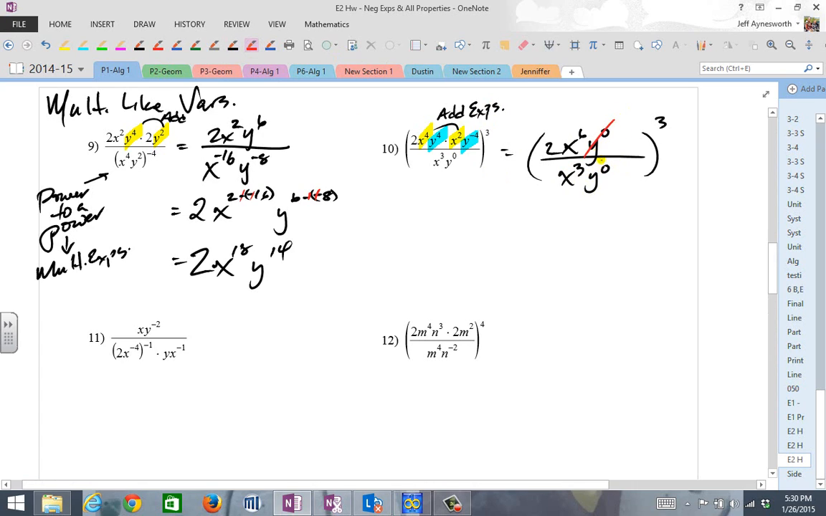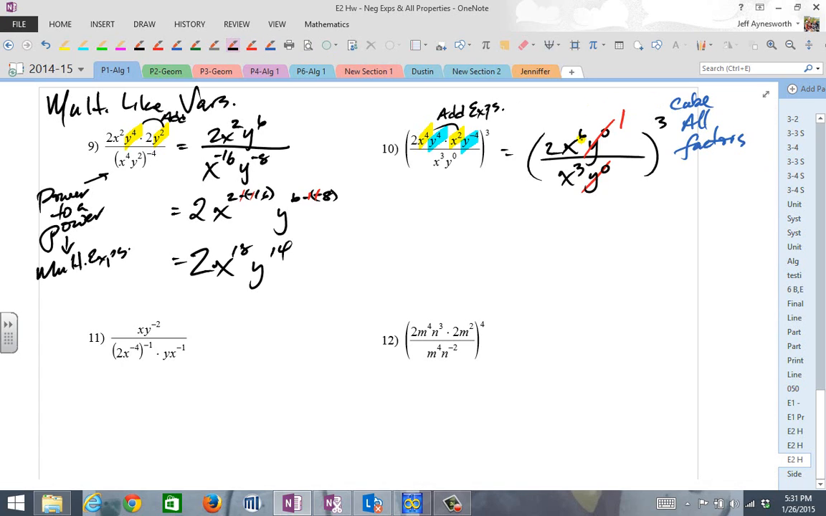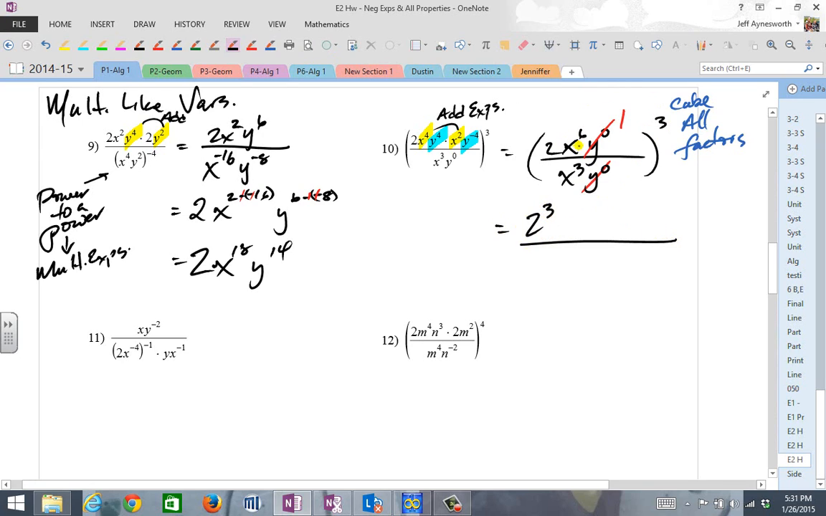Let me see. This divided by this is 1. Anything divided by itself is 1. And then now you got to cube everything. So right here you got to cube all factors. Okay, how do you do that? Well, you got to take the 2 and cube it. Take the x to the 6th and cube it. This is a power to a power. You get x to the 18th power.